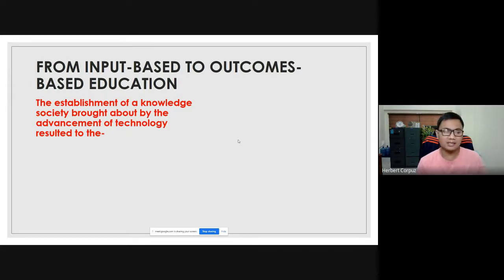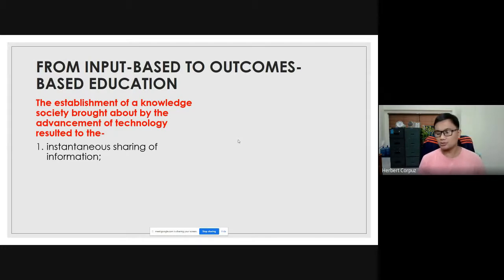But take note of the establishment of a knowledge society. Remember, with the invention of the internet, information can easily be disseminated and easily accessed by anyone else. There is the advancement of technology, and because of that there is instantaneous sharing of information.